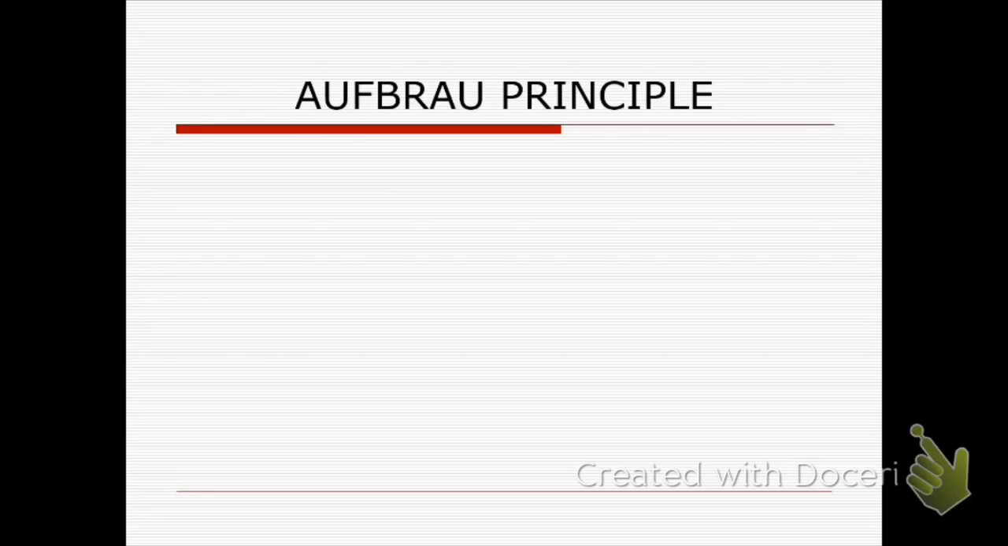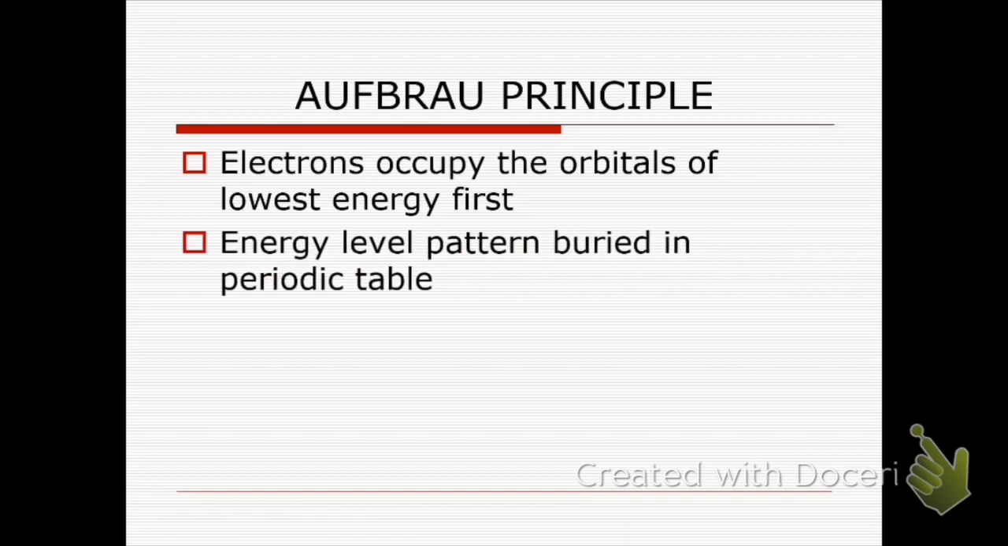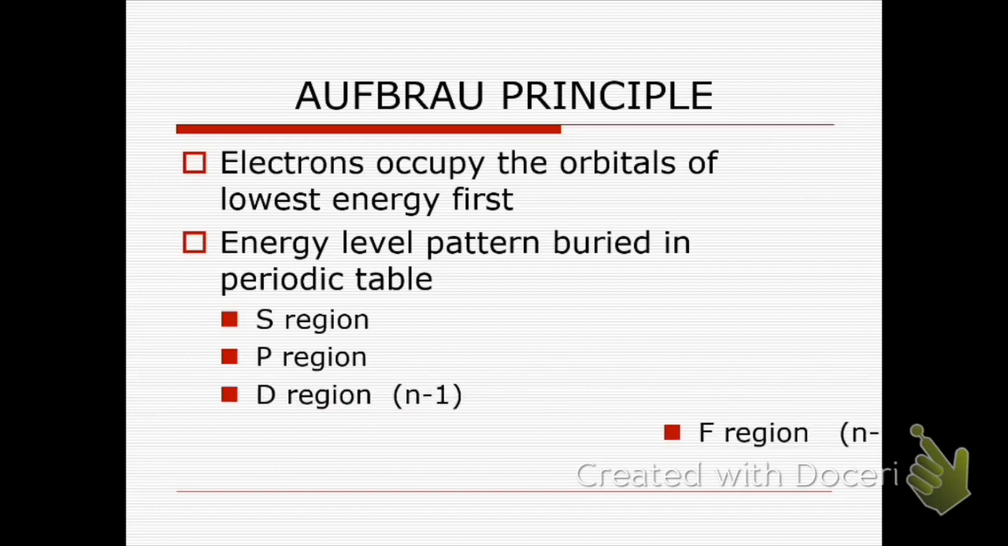Starting with the Aufbau principle, this is the most significant for writing the electron configurations. The Aufbau principle tells us that electrons fill in their orbitals from lowest to highest energy. And that means we are going to look for a pattern buried in the periodic table and refer to the S, P, D, and F regions based on the shapes.